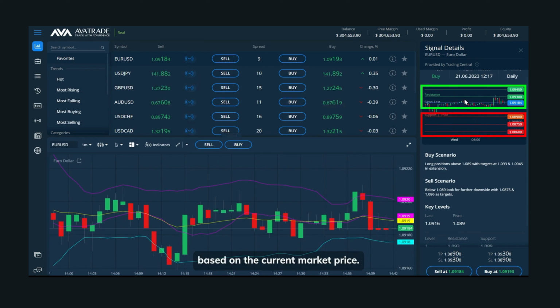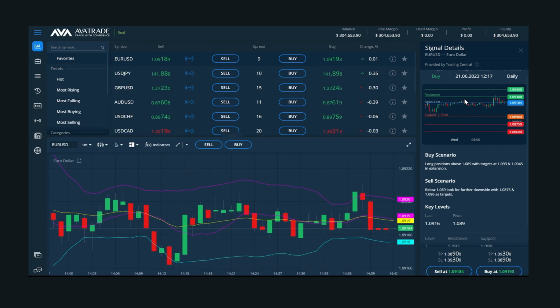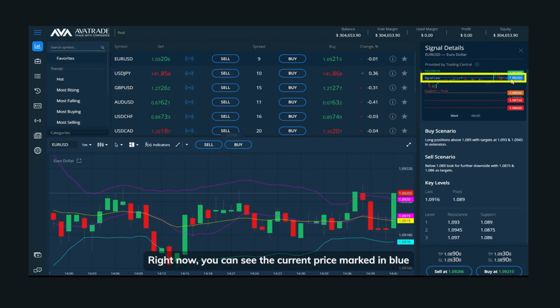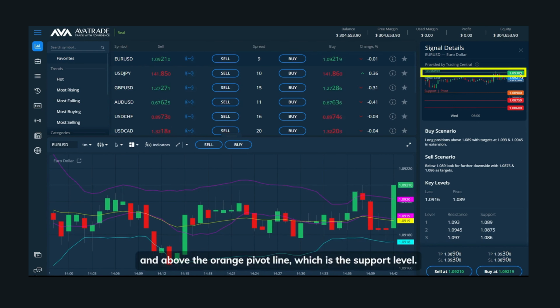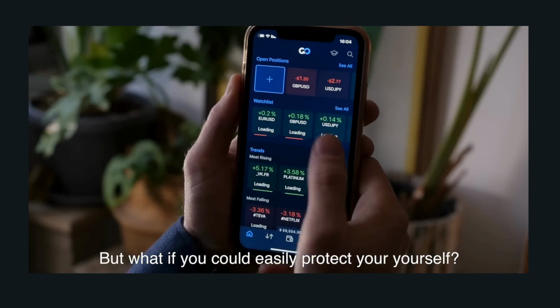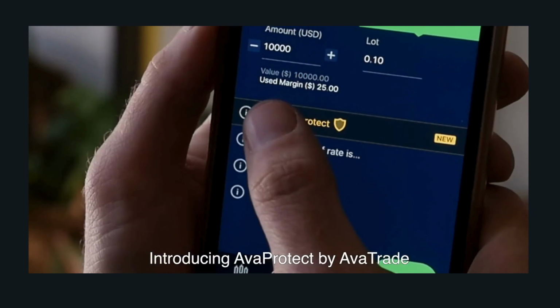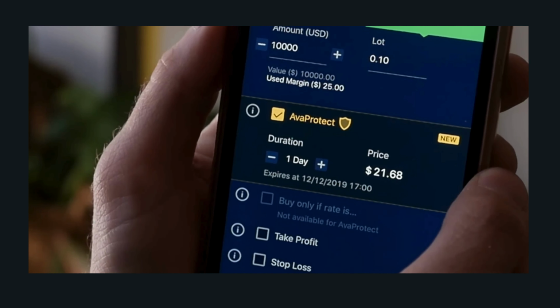Assess the current price between the resistance level and the support level. If the price remains above the pivot line, the buy signal is relevant. If it falls below, consider the sell scenario. Take profit and stop loss parameters will auto-populate according to your trade direction, which you can adjust as needed. Utilize AvaProtect, their innovative trade protection tool, to safeguard your trades from losses for a set period.